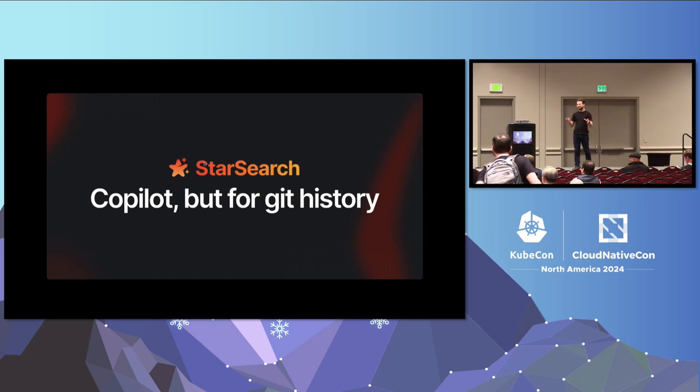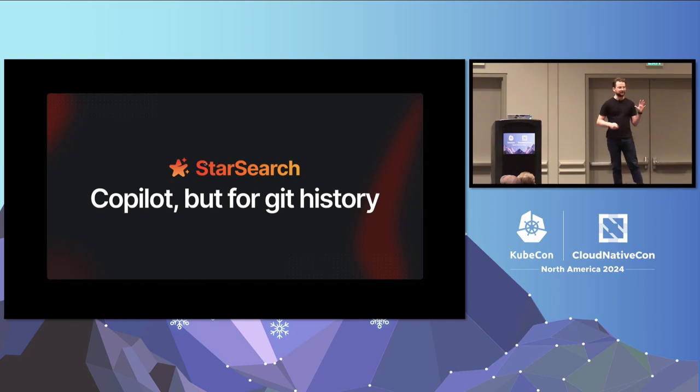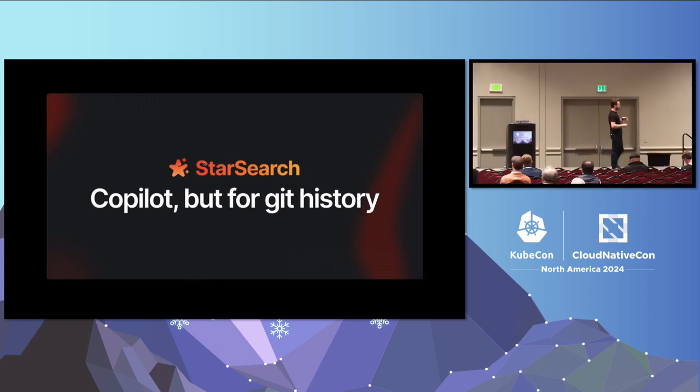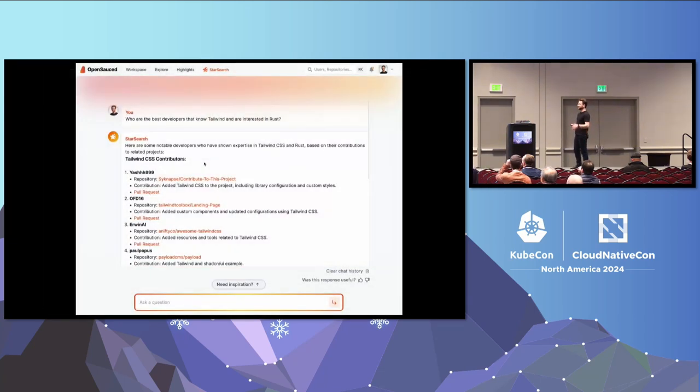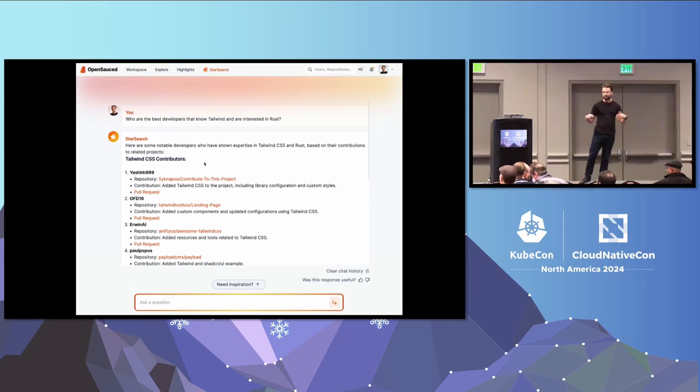We called it a co-pilot for your Git history, but really the idea was to derive unique insights and understandings off of Git, GitHub pull requests and issues, and try to go a little deeper than something like GitHub Copilot. You could get in the chat interface, we've all seen these kinds of chat interfaces before, and ask a unique question. In this example I asked, who are the best developers that know Tailwind and are also interested in Rust? And then through pull requests, issues, and a bunch of the metrics and data that we consumed, we could give some interesting answers.